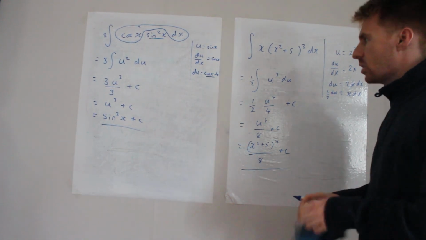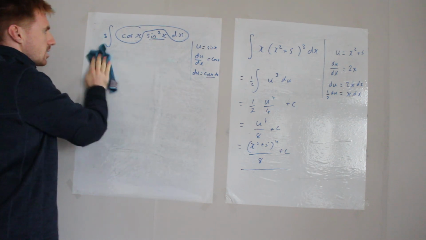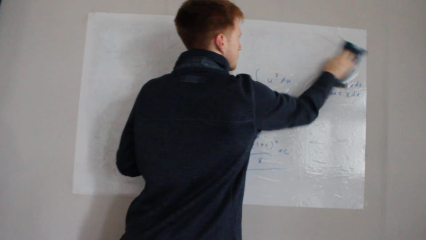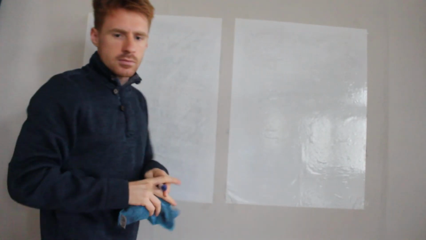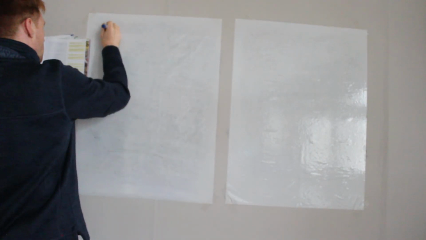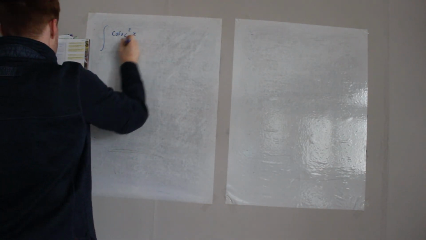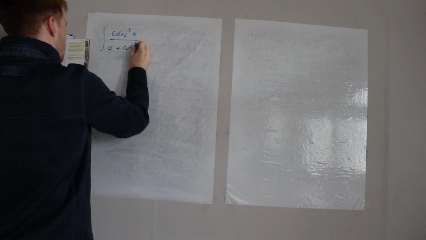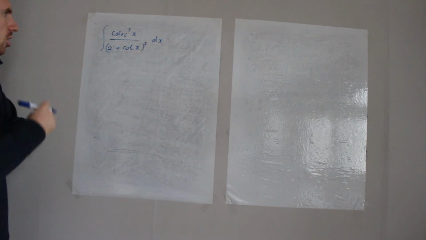Example 10 has some more slightly complicated ones. I will go through them as well, and then give you a bit of a chance to do the next bit. So, in example 10, part A is the integral of cosec squared of x over (2 plus cot x) all cubed dx. Got to be really careful with this one.